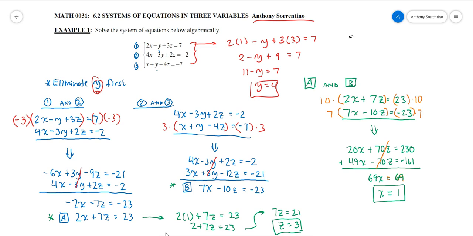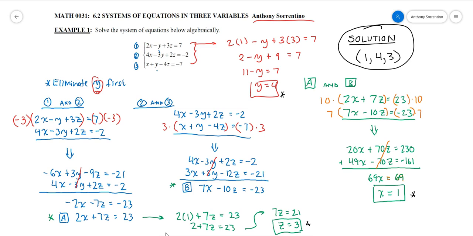So my solution, which we'd write as an ordered triple, and always alphabetical order, so x, then y, then z. And that'd be the solution for this. Or of course you could just indicate these, just make sure that you indicate what they are. Maybe even summarize it and put it all together, but that would be your solution.